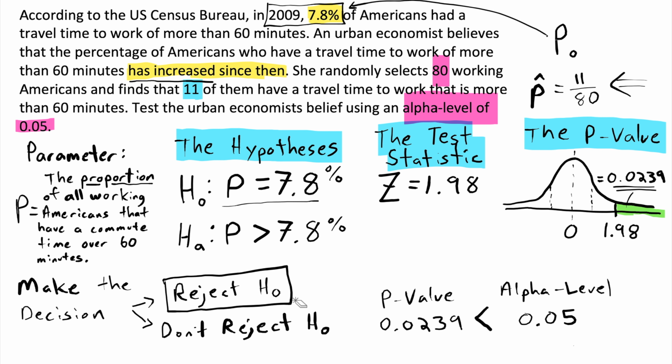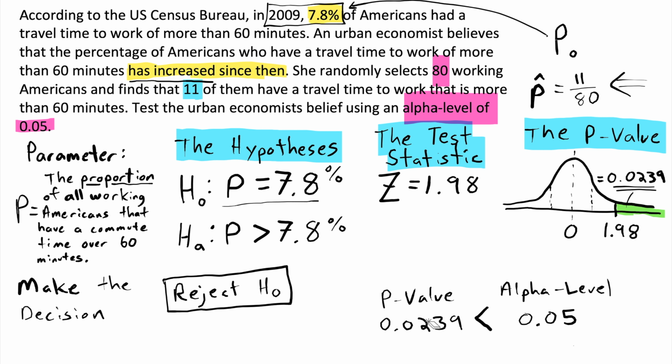And you always reject the null hypothesis if your p-value is less than your alpha level, which it is in this case. If your p-value was more than alpha, you would not reject. So our decision is going to be to reject the null hypothesis. We had a result that was rare enough that we think this is not actually true.